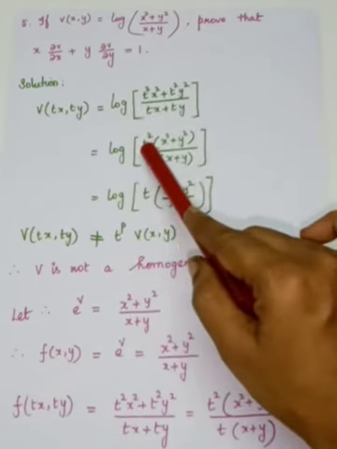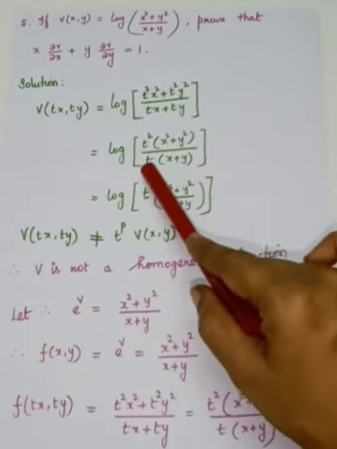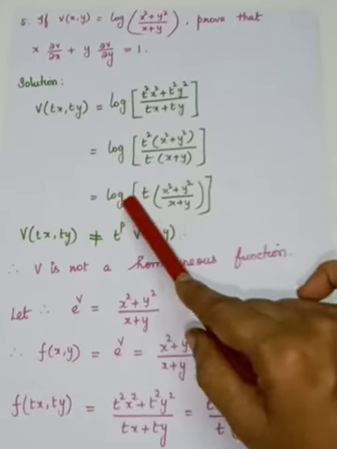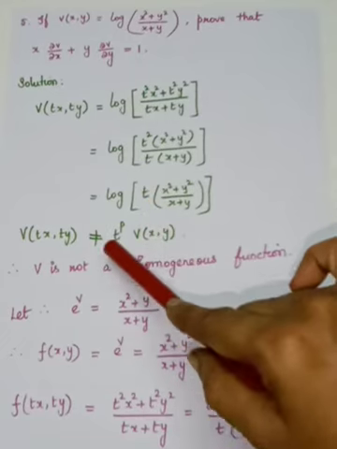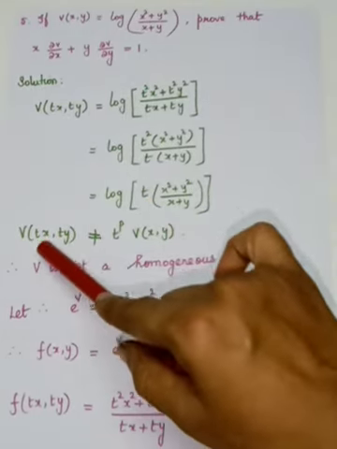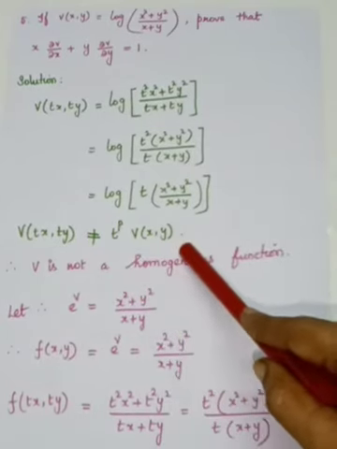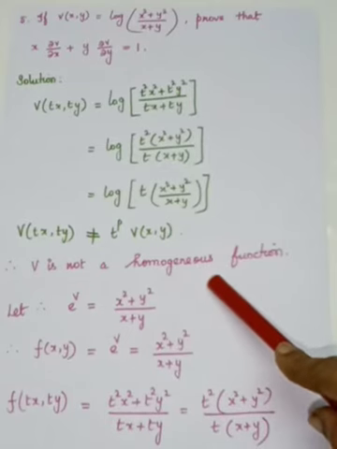So in the numerator t squared is taken out, in the denominator t is taken out. So t and t squared getting cancelled, you are having t here. It is log of t. Because this t we cannot take it out, I have written v of tx, ty cannot be equal to t power p into v of x comma y. So the given v is not a homogeneous function.